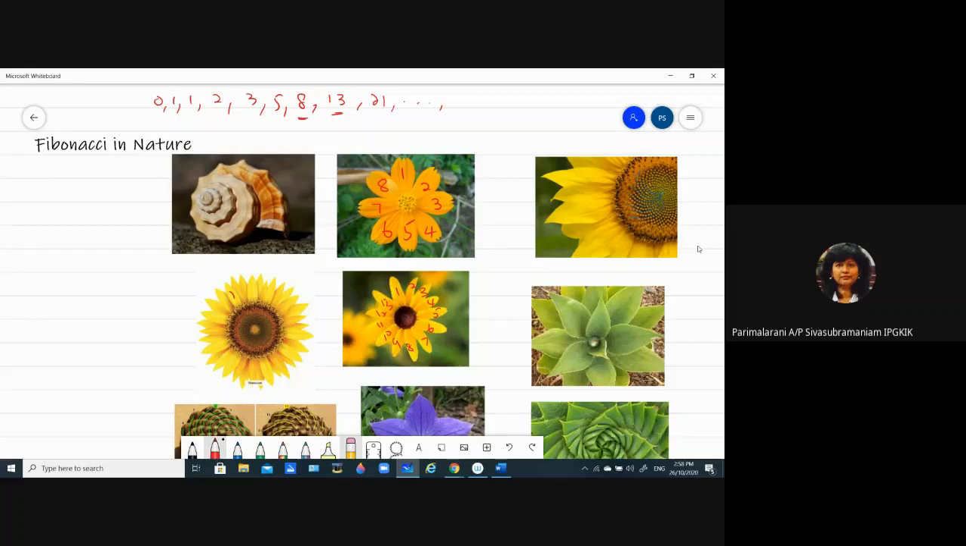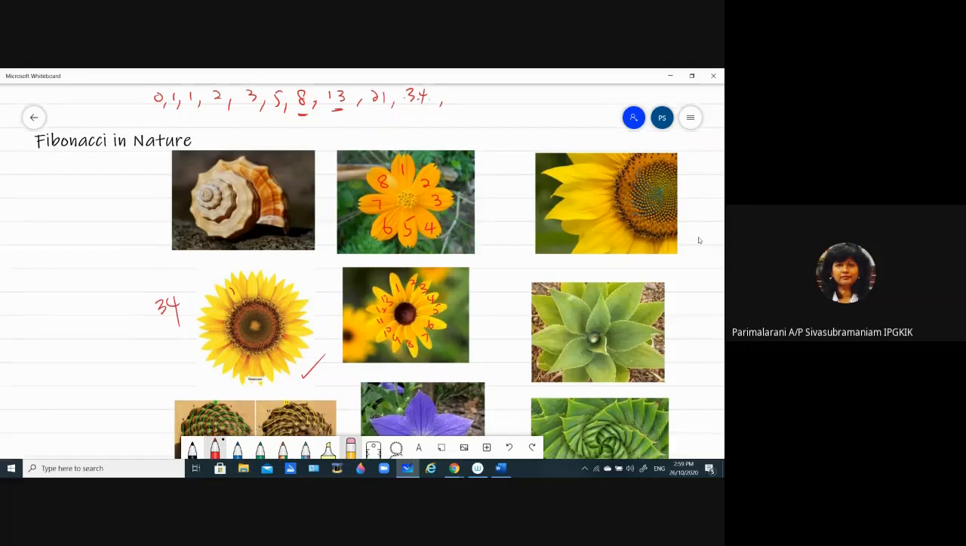Anybody? Which flower, madam? Sorry, this one. There are too many petals. How many? You can count, isn't it? 1, 2, 3, 4, 5. Somebody said the answer. What's the answer? It's 34, I think. Okay, so 34 is the next number, right? 21, 34. So there are 34 petals.